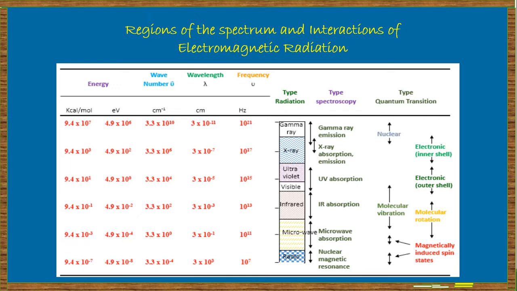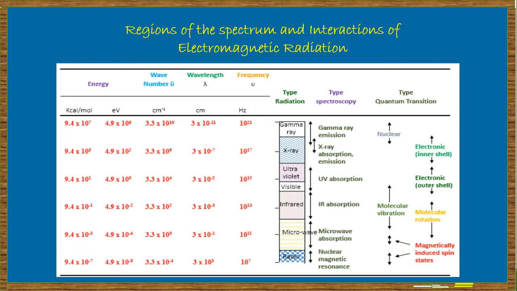Energy is given in kilocalorie per mole or electron volt, wave number is given in per centimeter, wavelength is given in centimeter, and frequency is given in hertz. Now you see there are different types. The first, starting from the gamma rays, is gamma ray emission. Actually it is nuclear transitions, and it is a very high energy. You see this wavelength is somewhat 3 into 10 power minus 11 centimeter. The energy is very high, 9.4 into 10 power 7 kilocalorie per mole, and these gamma radiations cause nuclear transitions.